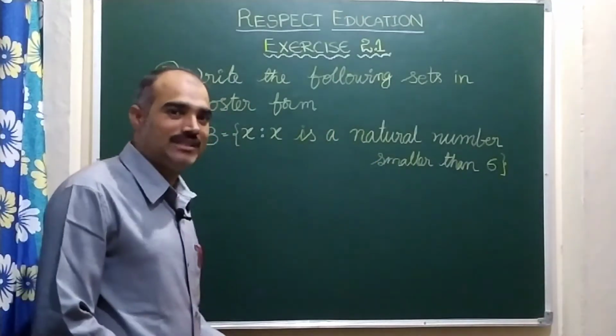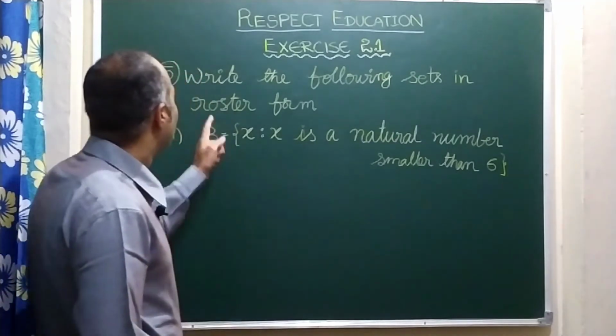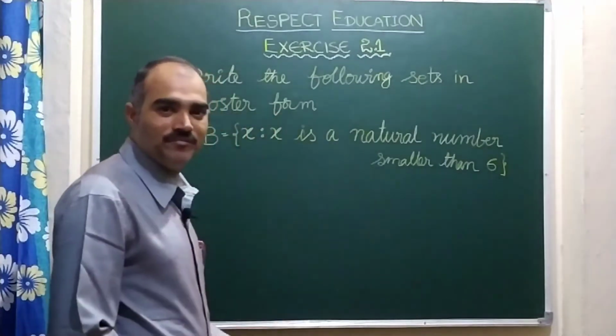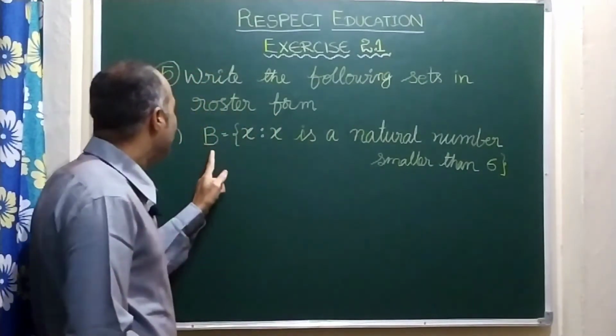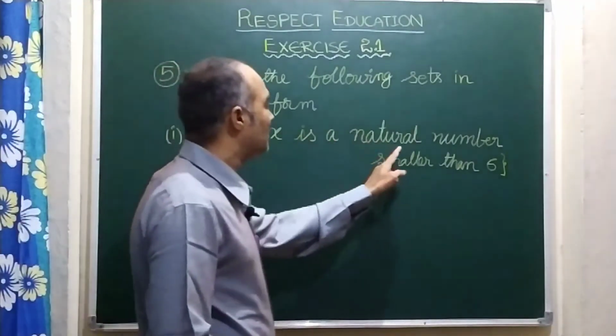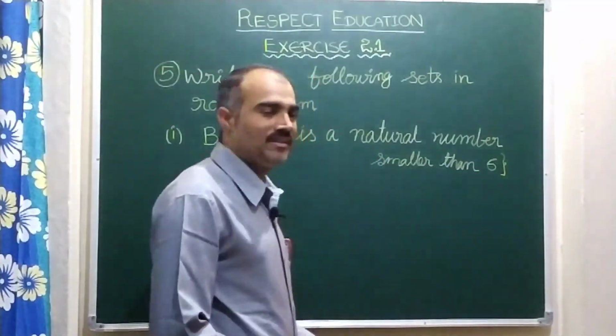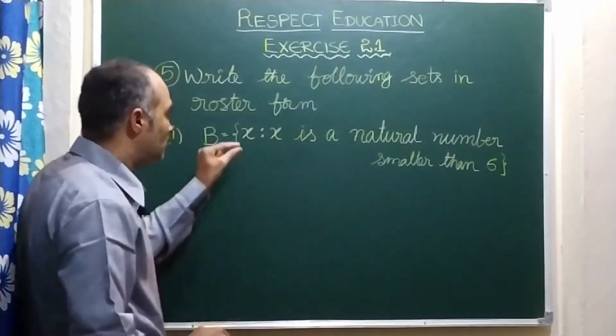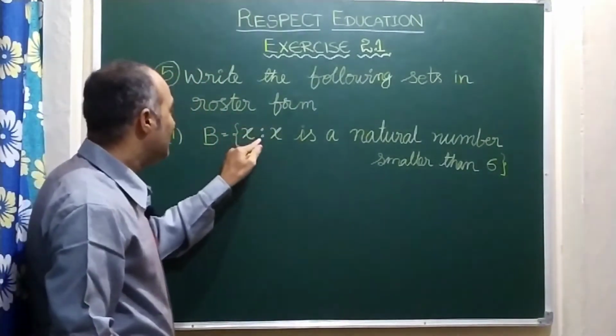Let us see next question, that is question number 5. Write the following sets in roster form. See first bit, B is equal to the set of x such that x is a natural number smaller than 6. Here you see two dots, okay, those two dots indicate "such that."